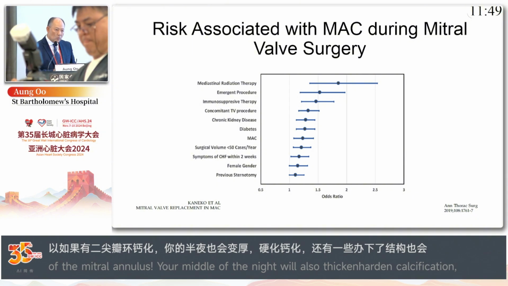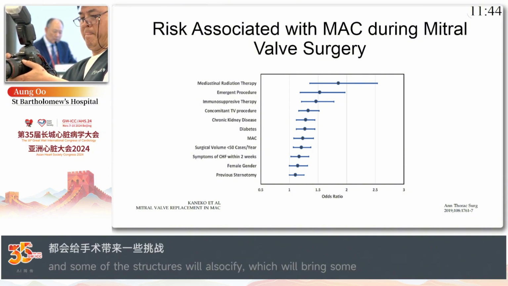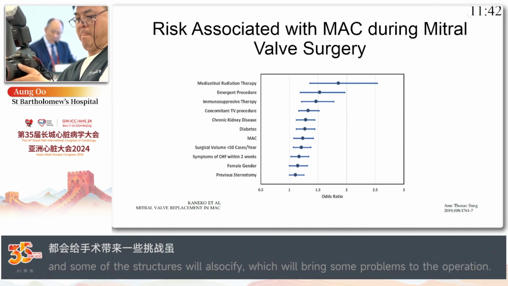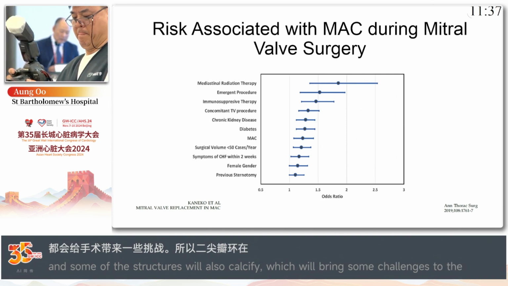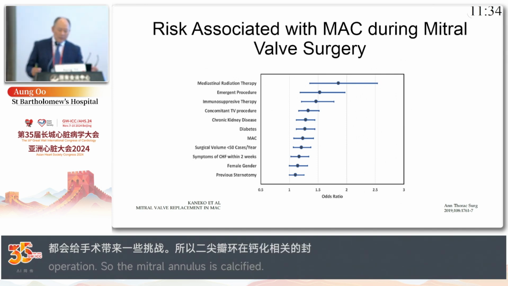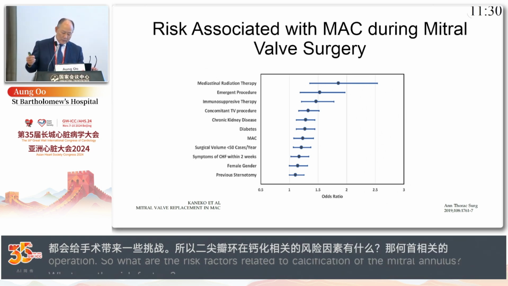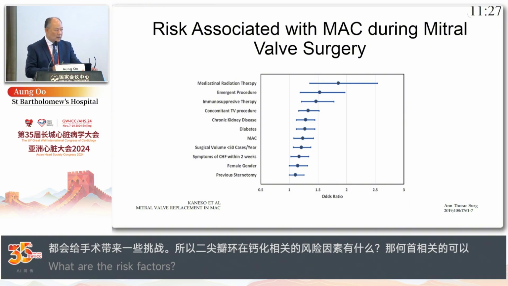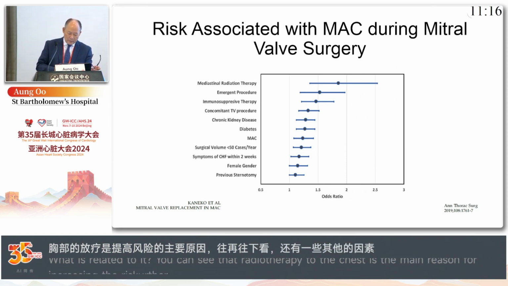And then what does MAC contribute? What kind of association and risk factor is there in mitral valve surgery? If you look at mediastinal radiation, it is probably one of the highest increased odds ratio risks for mitral valve surgery. Further down, MAC has an odds ratio of about 1.25 for increased risk of mitral valve surgery.